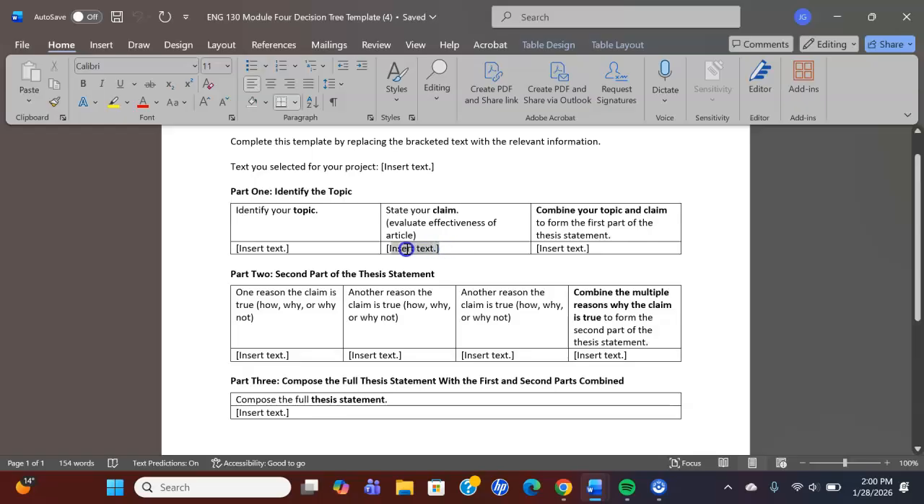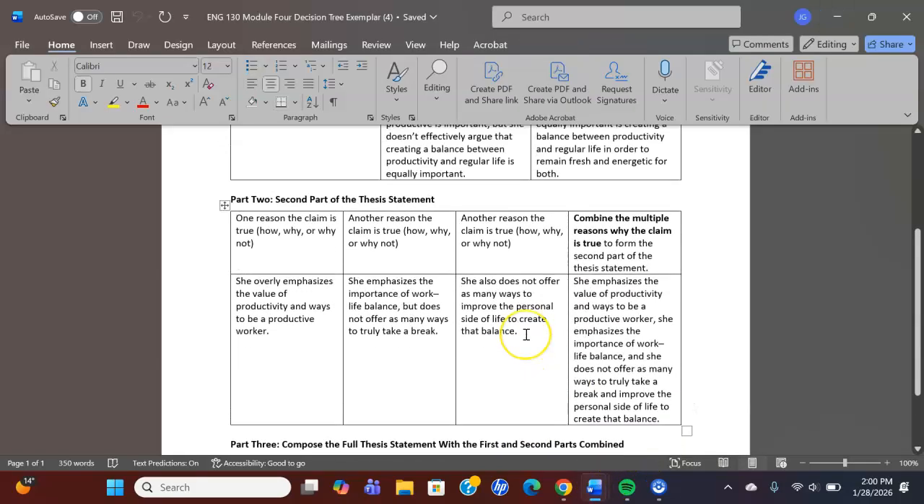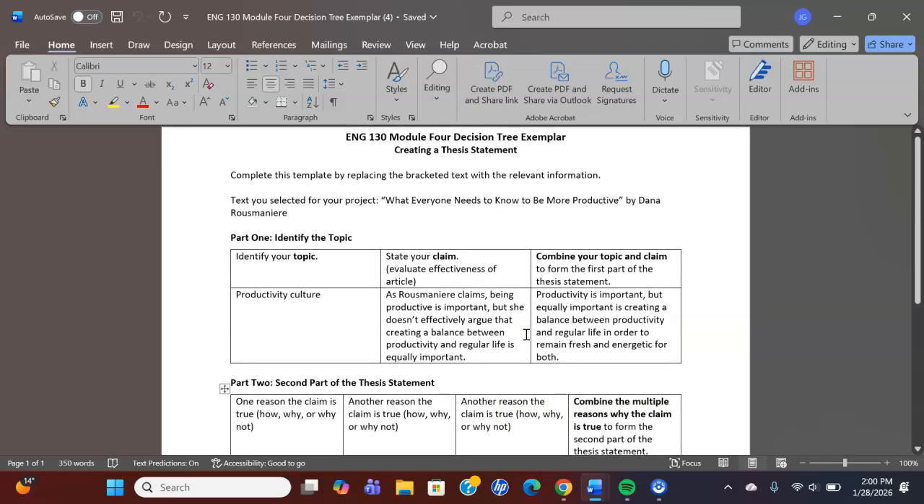So here is where you will want to make your claim as to whether that article that you selected is effective or ineffective. Okay, and then in the second part, you will combine the topic and the claim, and this will be the first part of the thesis statement. Okay, so let me just switch over here to the exemplar.